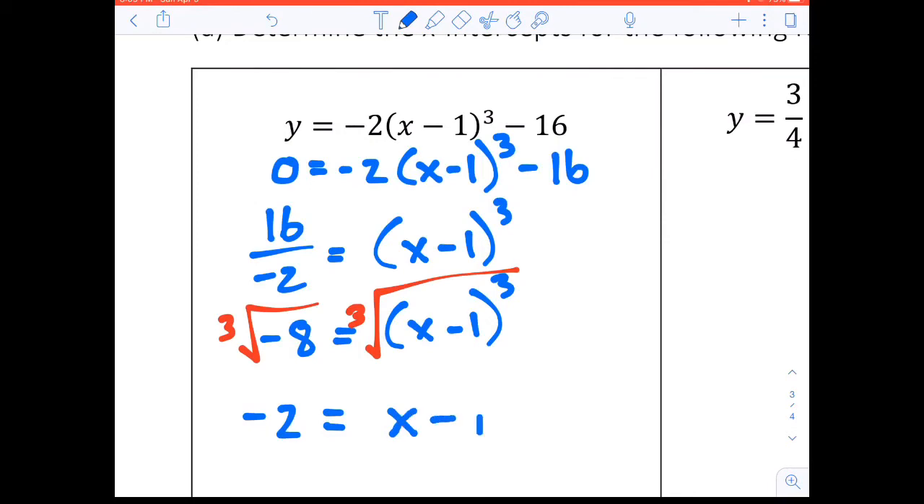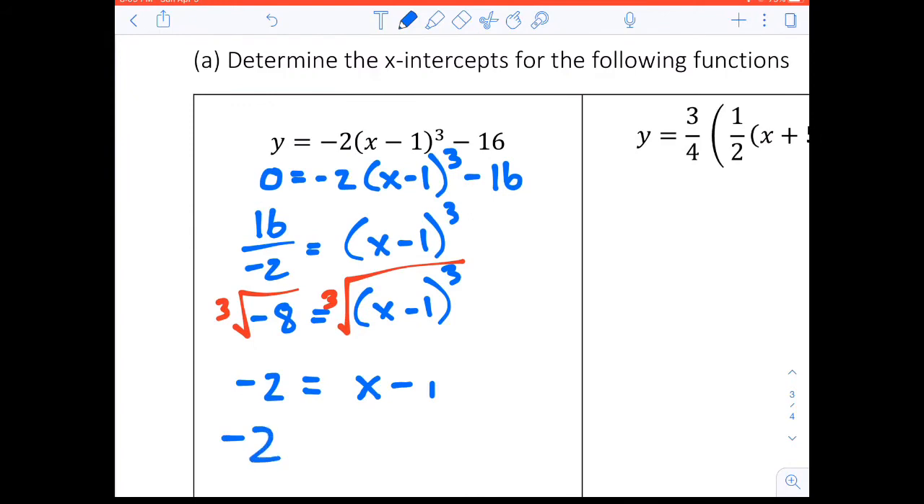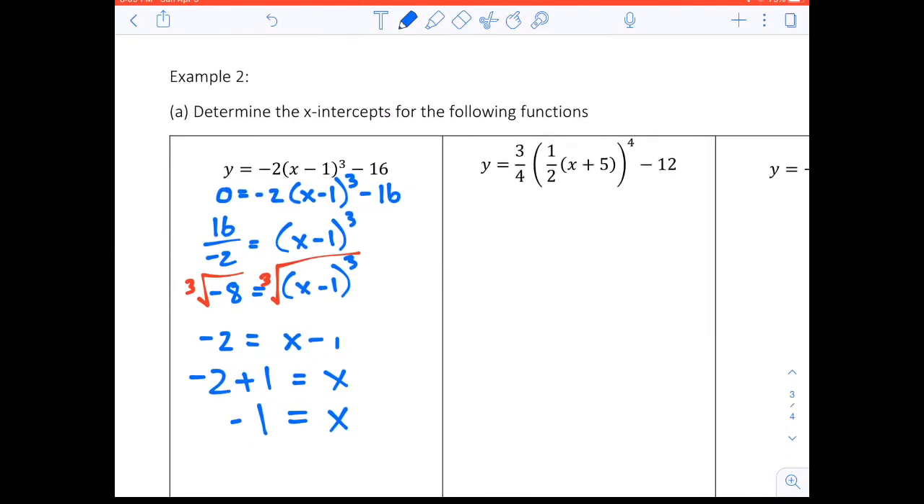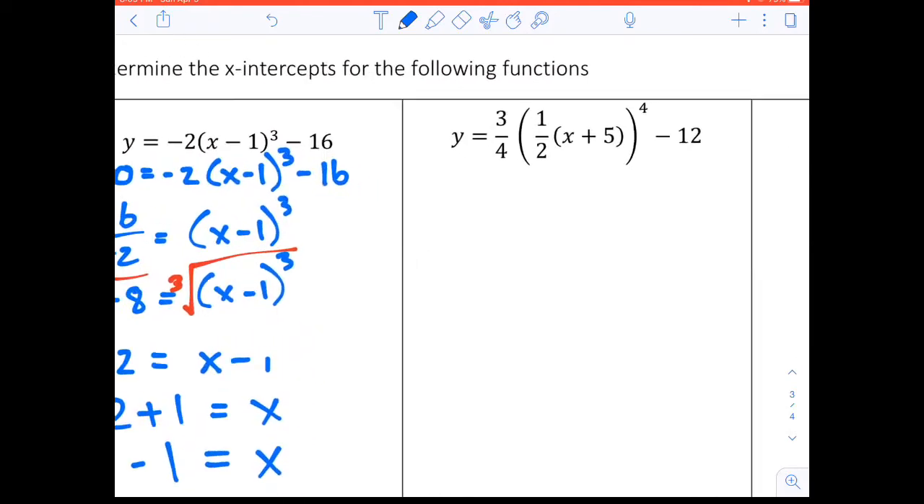And I bring one over to the other side, and I find out that my x-intercept in this case happens to be at negative 1. So I have an x-intercept at negative 1 and 0 when it's written in this form.